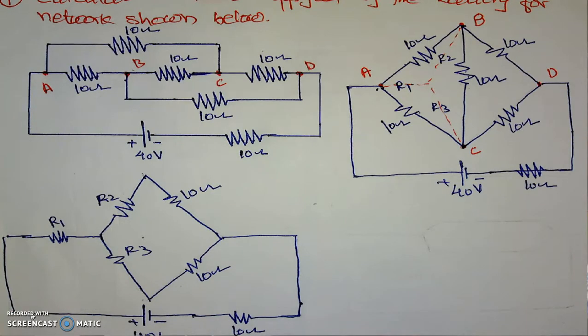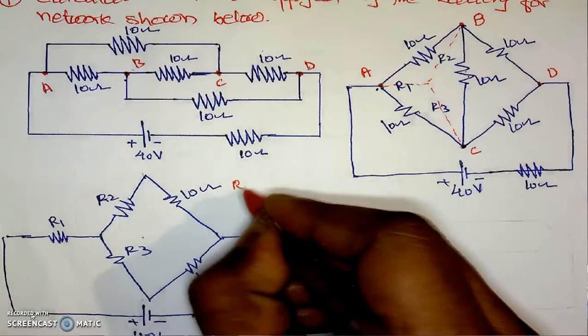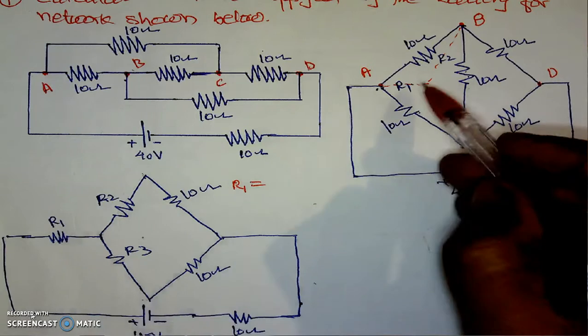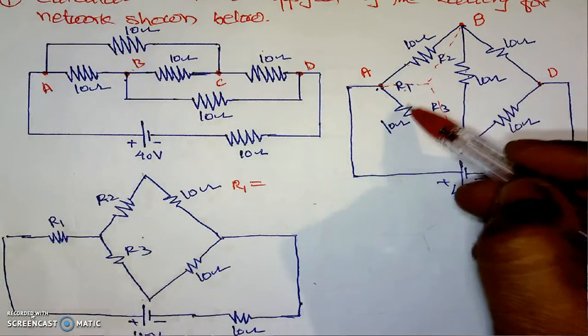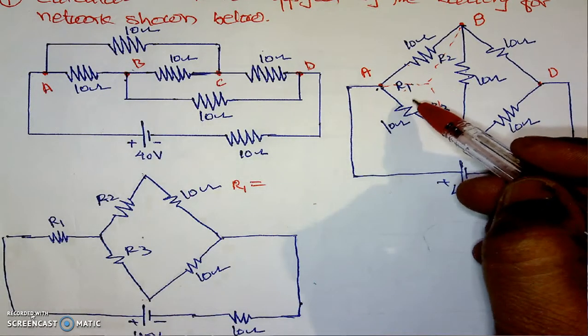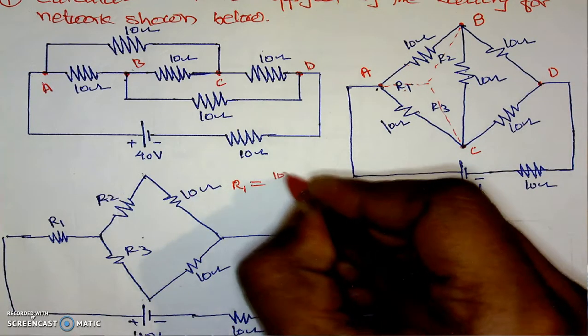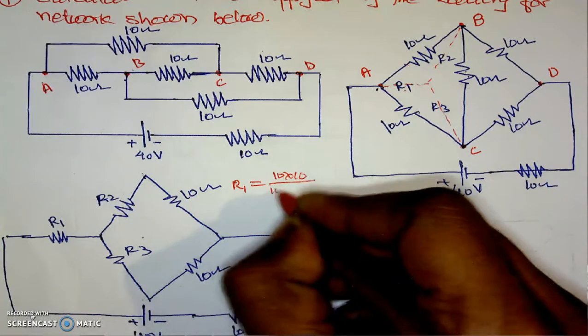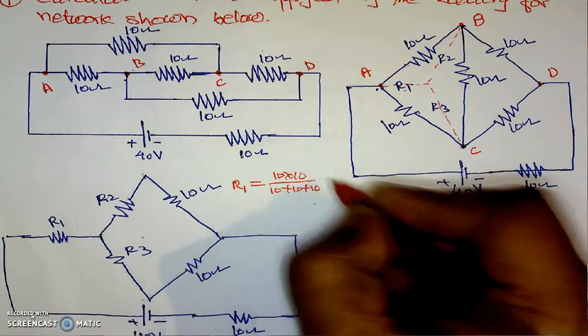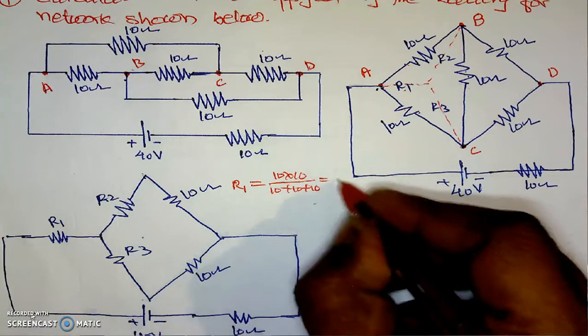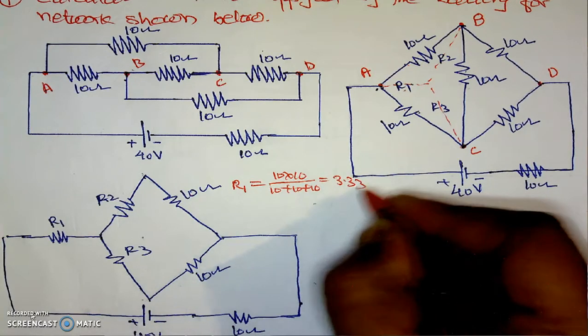Now here we have to calculate the values of the resistances which are R1, R2 and R3. Here the value of the resistance R1 is equal to, how we are calculating, multiplication of these two divided by summation of these, that is delta to star conversion. Here it is 10 into 10 divided by 10 plus 10 plus 10, which is 30.